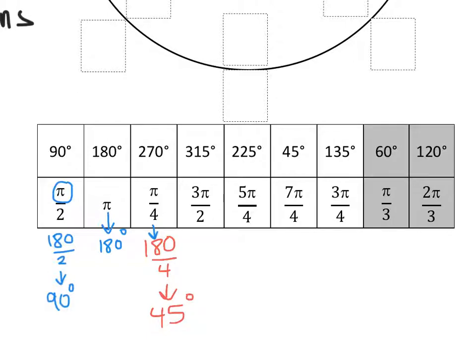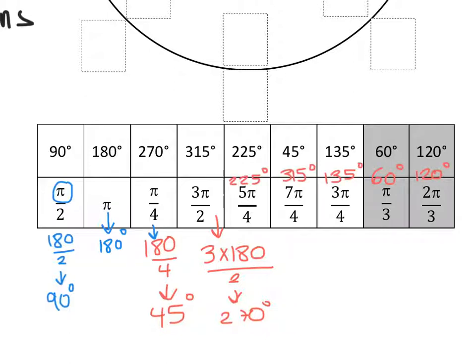Now what about 3 pi over 2? That means I need to multiply 3 times 180 and divide it by 2. What would that give me? That is equal to 270 degrees. Okay? Now go ahead and finish this on your own. Find each one of those radians in degrees. Take a minute, do the work on your own. So 5 pi over 4 is 225, 7 pi over 4 is 315, 3 pi over 4 is 135, pi over 3 is 60, 2 pi over 3 is 120.